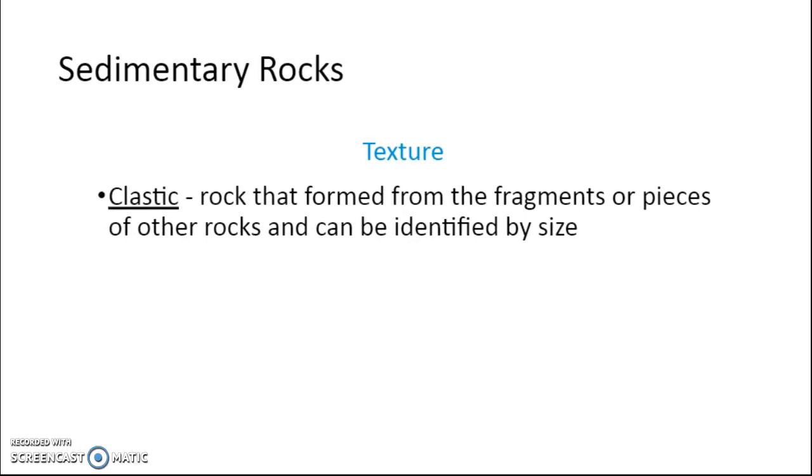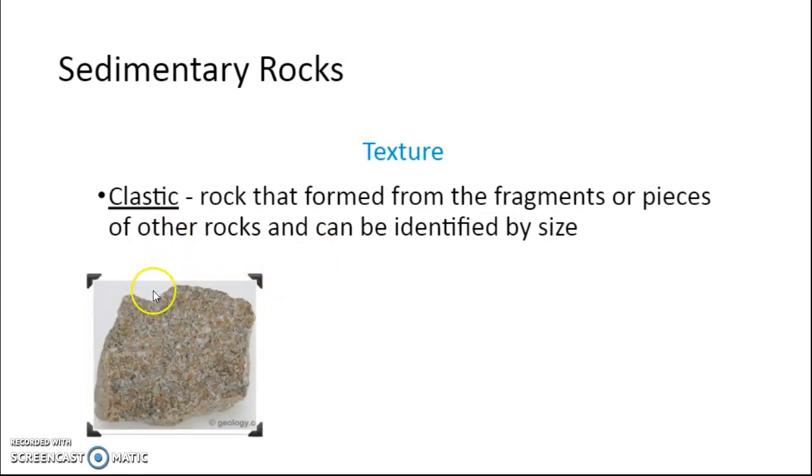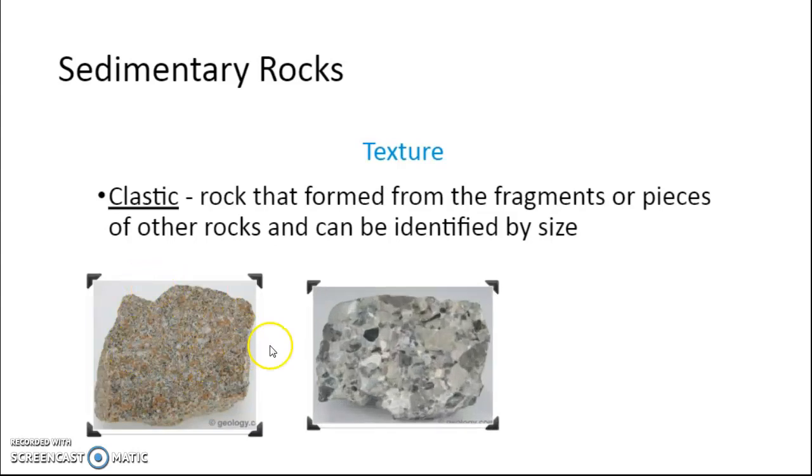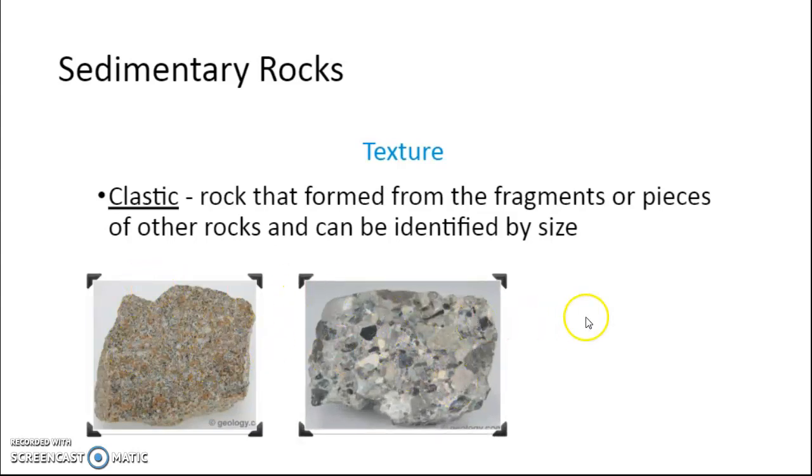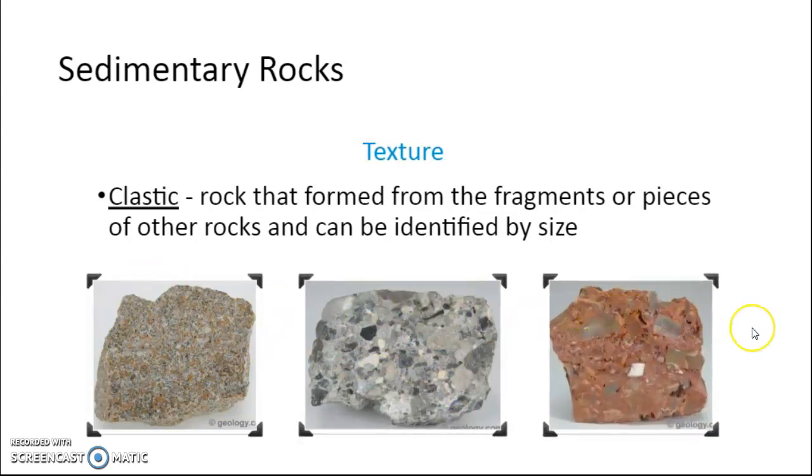A clastic rock is a rock that formed from fragments or pieces of other rocks and can be identified by size. So we can see the individual grains in the rock as well. And sometimes they're larger and sometimes they're smaller, just depending on the type of rock that you're looking at. But clastic, you can see those individual pieces.